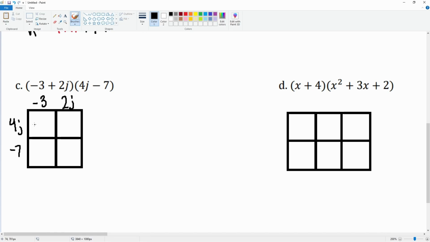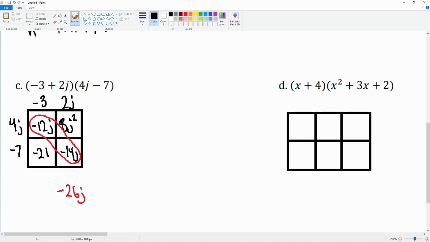4j times negative 3 is a negative 12j. 4j times 2j becomes 8j squared. Negative 3 times negative 7 is a positive 21. 2j times negative 7 is negative 14j. Notice that the diagonals here are always your like terms. Negative 12j and negative 14j becomes negative 26j.